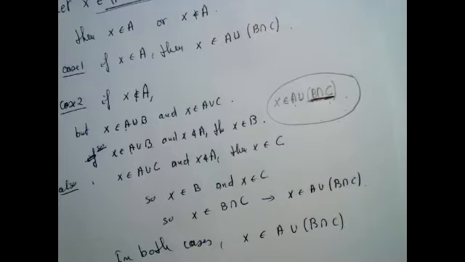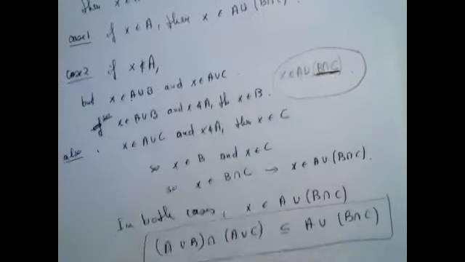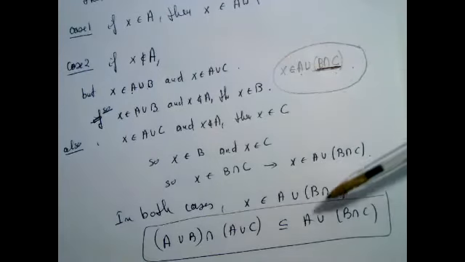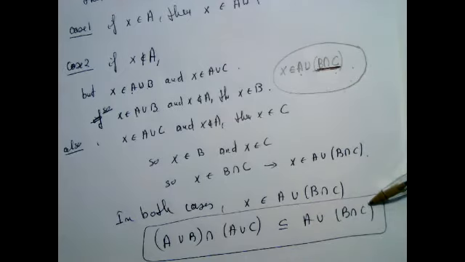So A union B intersect A union C is a subset of A union B intersect C. And that shows the second distributive property of the set. So now we talked about distributivity of the union with respect to the intersection.